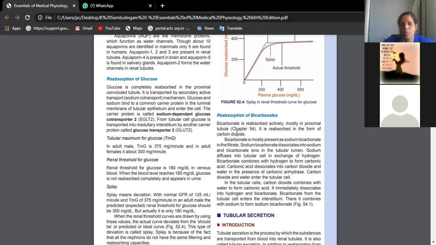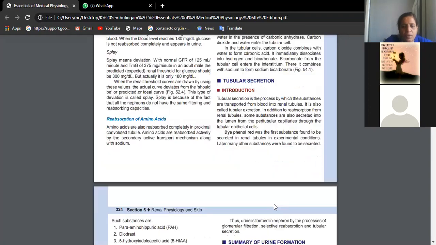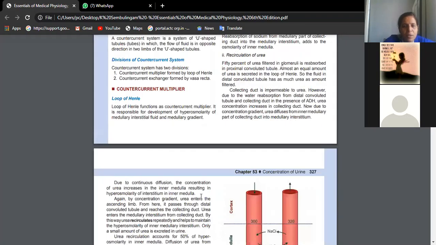Bicarbonate is reabsorbed in the form of carbon dioxide. Mostly bicarbonate is present as sodium bicarbonate in the glomerular filtrate. The sodium bicarbonate dissociates into sodium and bicarbonate, that means Na+ and HCO3- ions in the tubular lumen. Sodium goes into the tubular cell in exchange with hydrogen. We'll go with the figure 54.1, where you will see it in diagrammatic form.